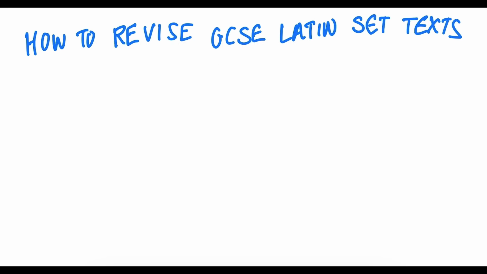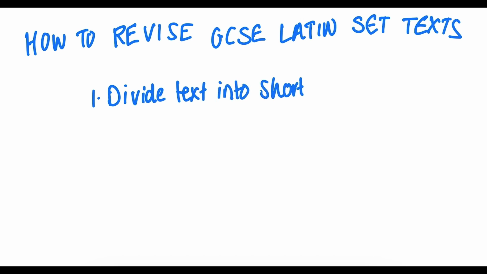The second method is much simpler, but it does take some setting up. First, divide the text into short sections, then memorise these sections. Then, and only then, get rid of the English and practice translating using a copy of the text in Latin only.